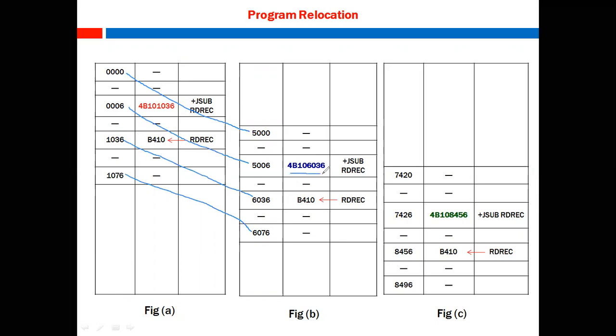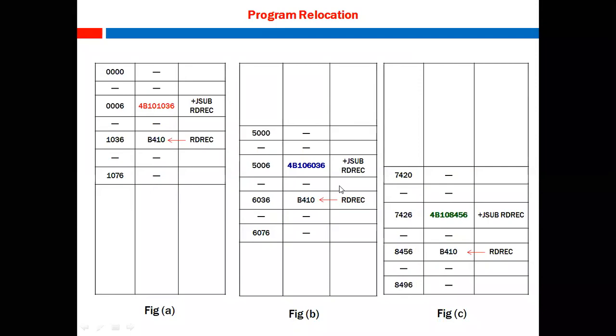We need to modify this object code. Similarly, just in case we wanted to change it from 0000 to 7420, let us assume this chunk of memory is free. So suppose we are changing this one, definitely 0006 would become 7426, 1036 would become 8456. Accordingly, the object code also would change. So we need to make those modifications in the program.